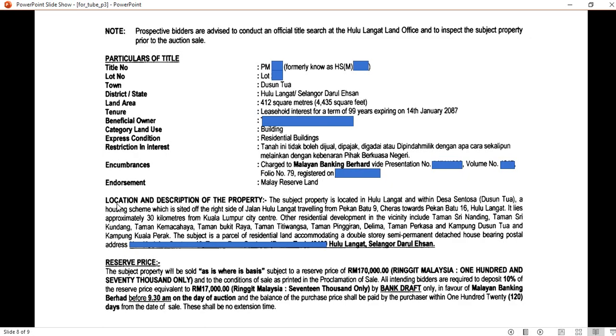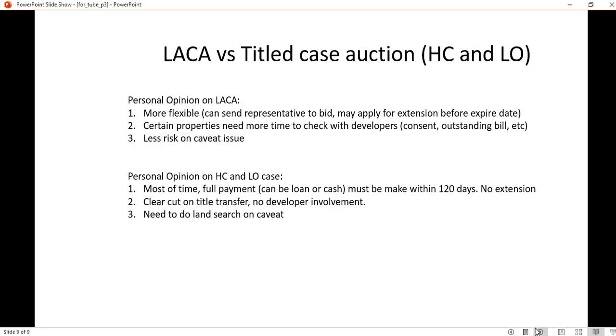And the location descriptions of the property, they put it up here. And then the reserve price of this amount, and 10%, and the purchaser has to complete the sales within 120 days. So I also want to compare between the LACA case and the title case, that means the High Court and Land Office cases.